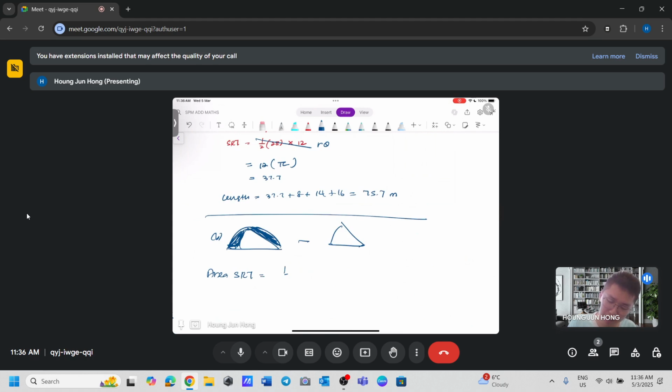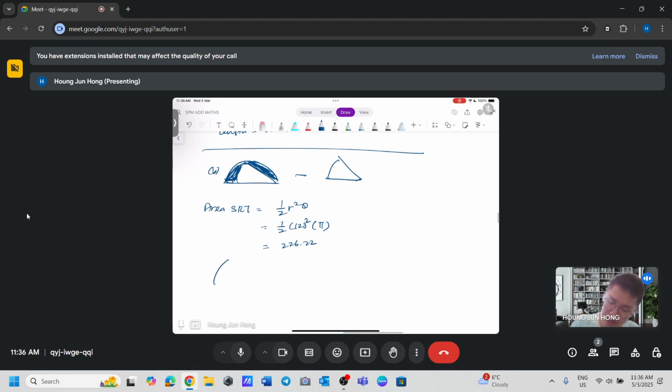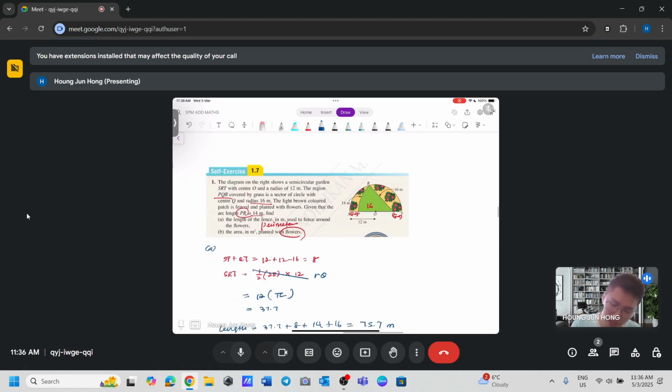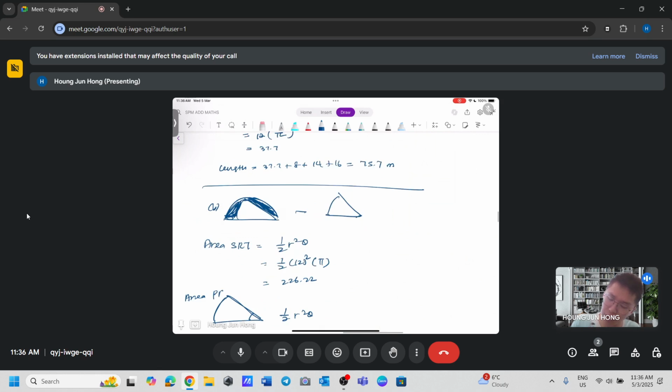It's just half r squared theta. R is 12, theta is pi again. So this should give you 226.22. Next one is a bit hard to find, but not very hard. Again, how to find this? Half r squared theta. This is the area of PRQ.